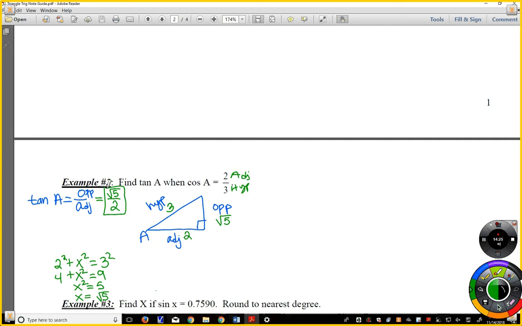So is everybody okay with how we processed the information? First of all, because they were asking for tangent of A, we just knew we had to set up the ratio for a tangent, okay? Opposite over adjacent. Then we needed a picture to do that with, so we used the cosine of A to set up the picture. Okay? Any questions about this?